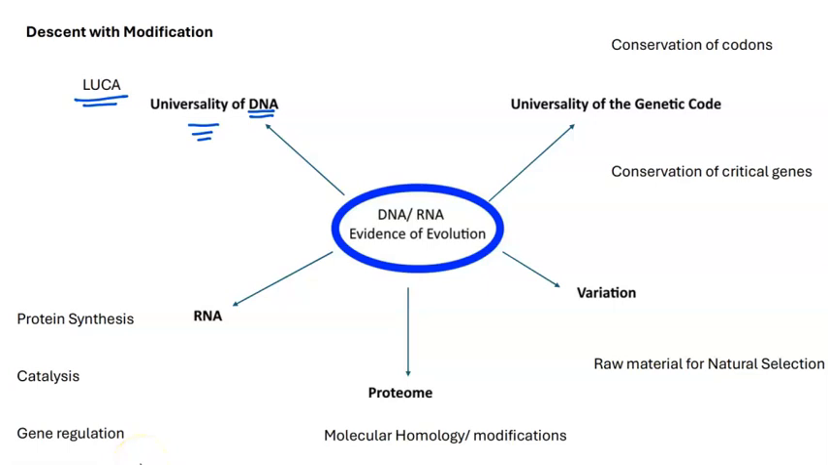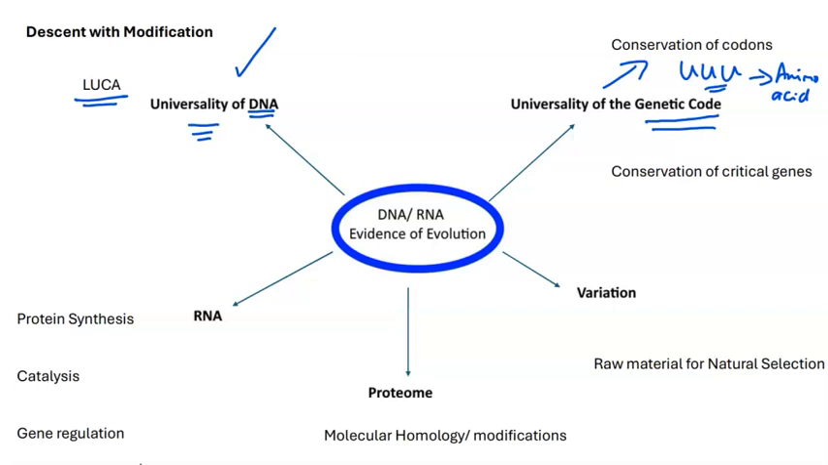Not only is there a universality of the type of genetic encoding that exists, but also in the actual code system within that molecule. And so we have the universality of the genetic code, which is being conserved as well. We see this in the conservation of codons, so that the same codons, or triplets, code for the same amino acids.